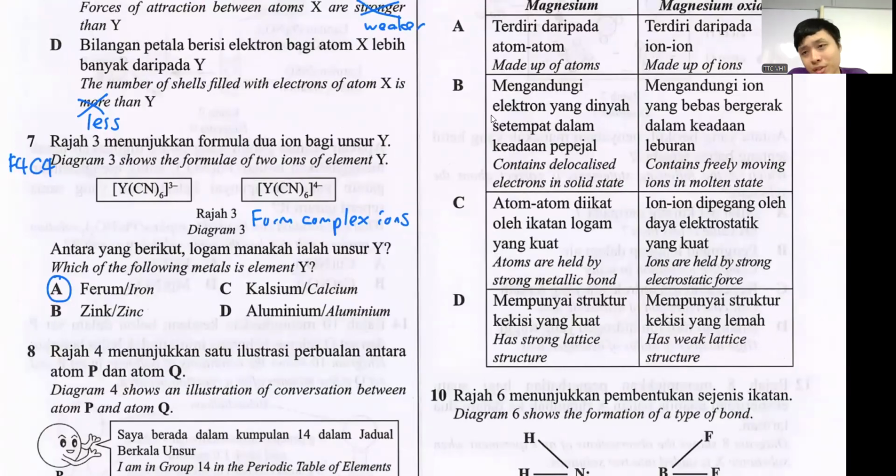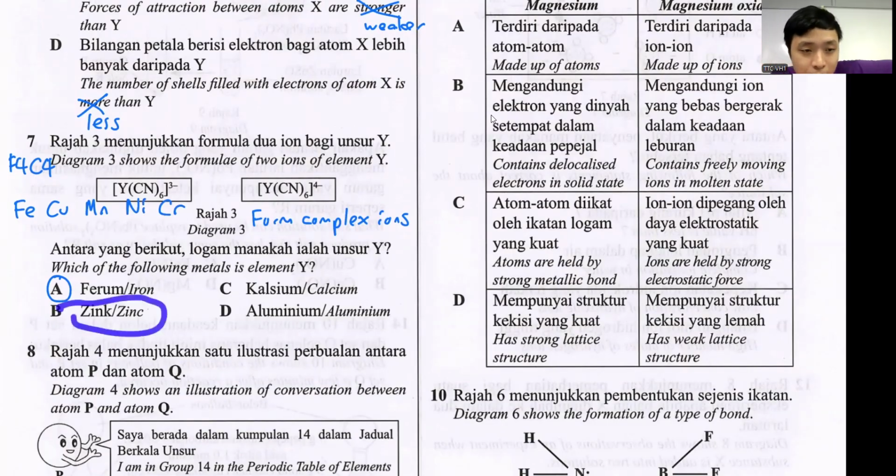Yeah, A. Like you see iron, copper, nickel, normally like these three. Chromium, manganese, like iron, copper, manganese, nickel, chromium. All these have color. All these can form complex ions. Even though zinc is in the transition elements, it's not qualified as a transition element. Okay, calcium is group 2, aluminum is group 13. So it's not a transition element.